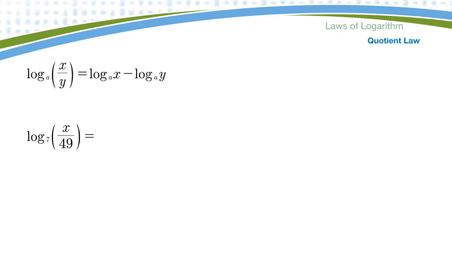Here's the quotient law. Quotient law says if you're taking the log of a quotient, take the log of each thing separately and put the numerator in the front. So for example, this one would be log base 7 of x and log base 7 of 49, and there'd be a minus in between.